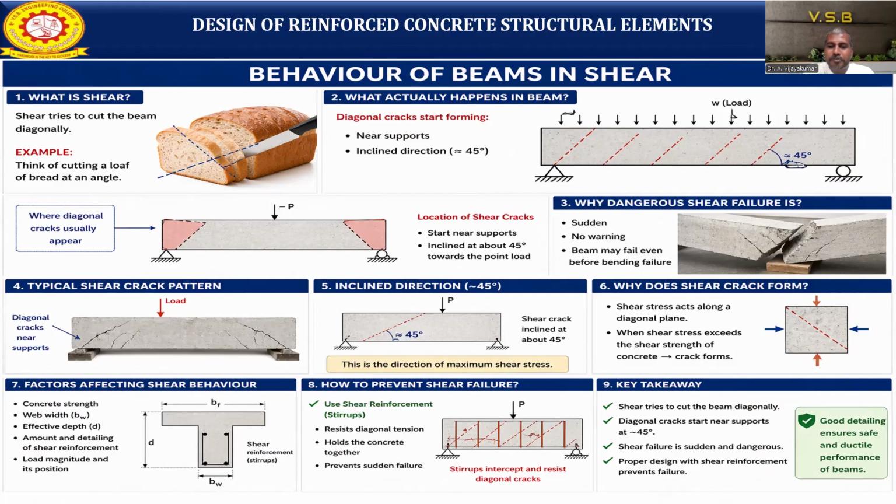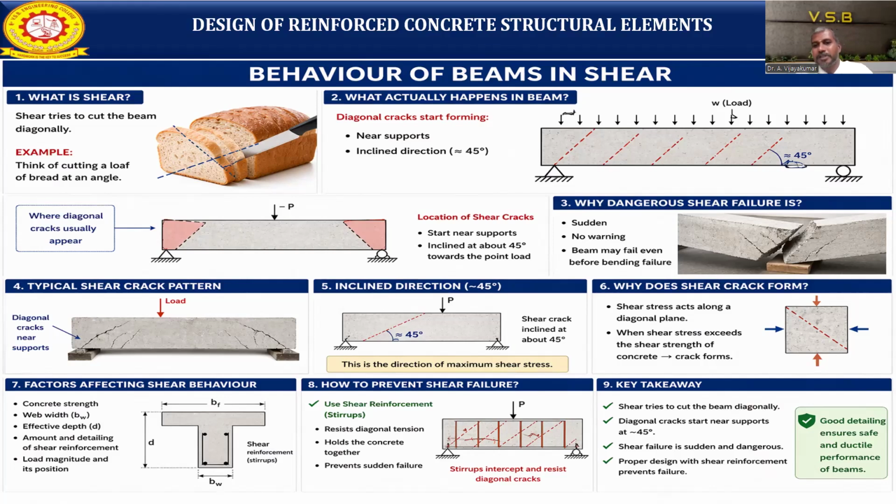Use the shear reinforcement in the form of stirrups. Stirrups can resist diagonal tension. They hold the concrete together and prevent sudden failure. The image shows how stirrups intercept and resist the diagonal cracks in the concrete.